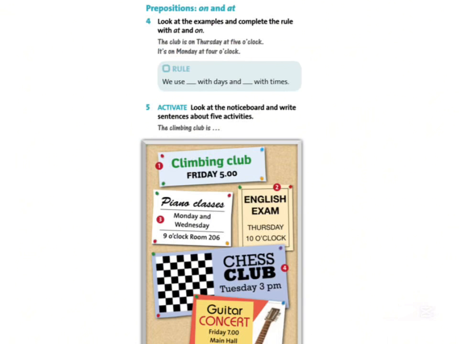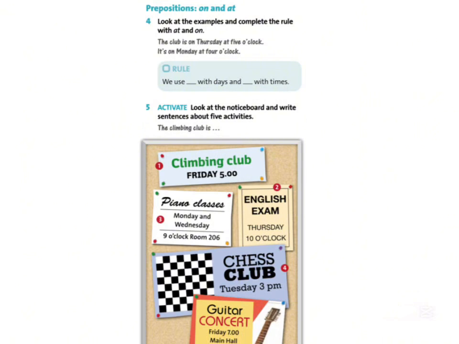Exercise number 4. Look at examples and complete the rule with at and on. Мына мысалдарға қарай отырып, at және де on prepositionдарды орналастыруымыз керек болады. Ағылшын тілінде preposition деген ұғым бар. On және де at. For example, the club is on Thursday at 5 o'clock. Клуб бейсенбі күні сағат 5-те. It's on Monday at 4 o'clock.